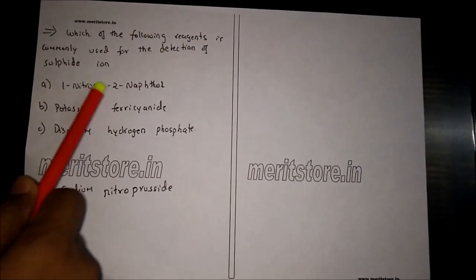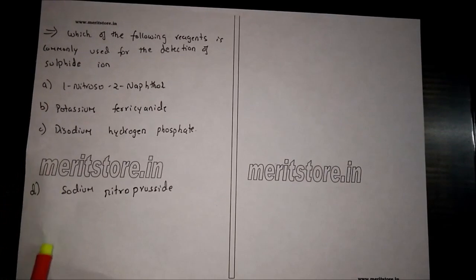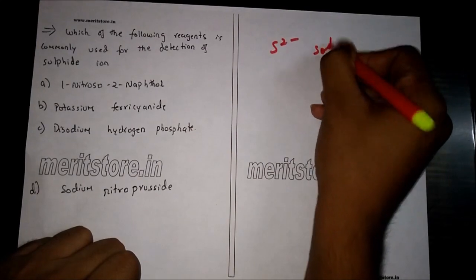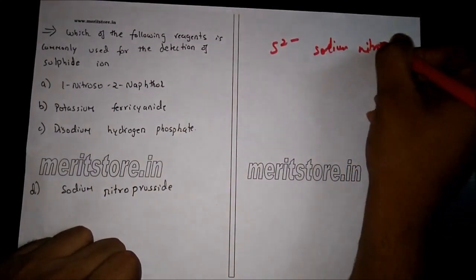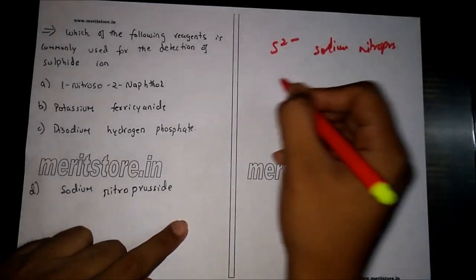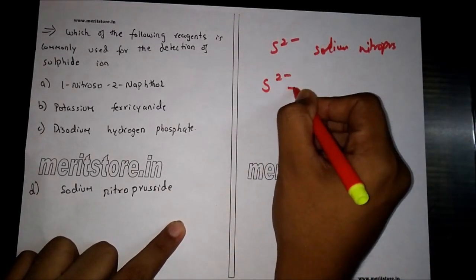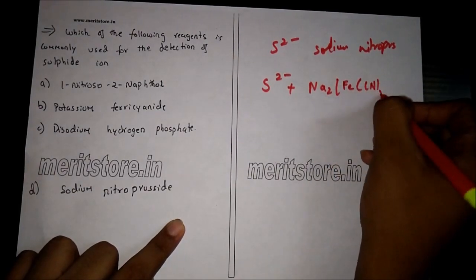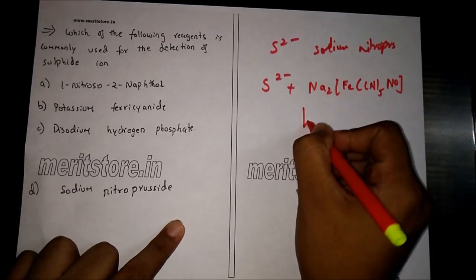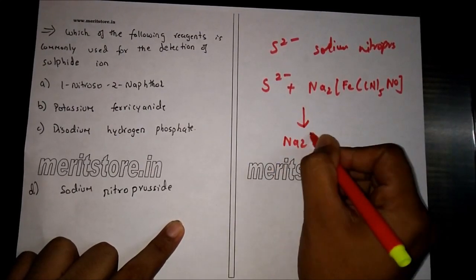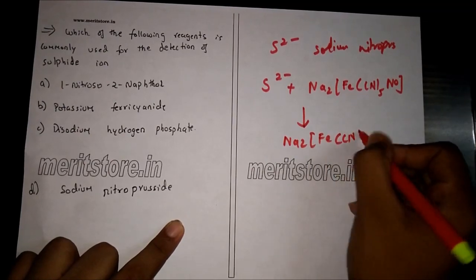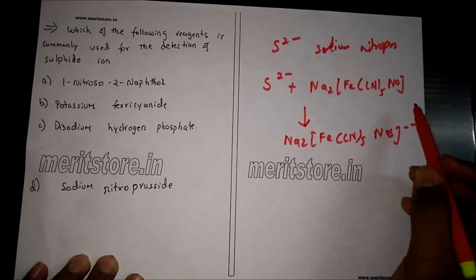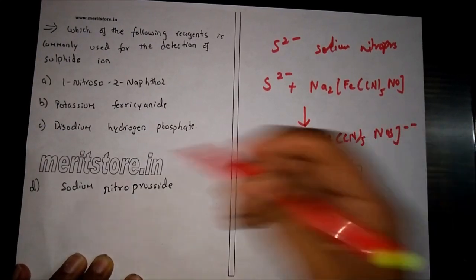Which of the following reagents is commonly used for the detection of sulfide ion? These are the options. Now, we know that the sulfide ion reacts with sodium nitroprusside to give a dark purple complex. The reaction is as follows: S2- plus Na2[Fe(CN)5NO] gives a dark purple complex, which is Na4[Fe(CN)5NOS]. Therefore, sodium nitroprusside is used for the detection of sulfide ion, which is option D.